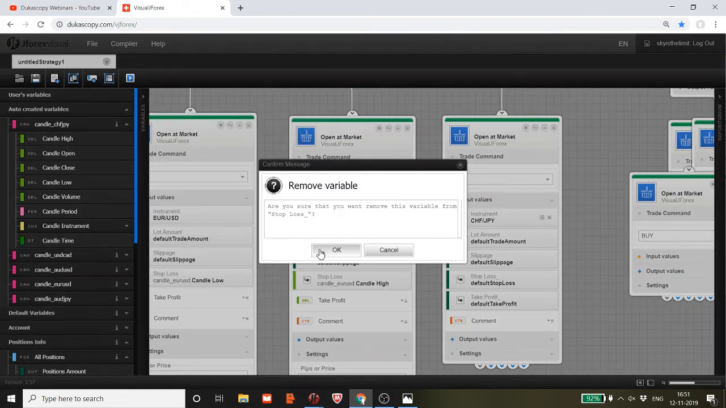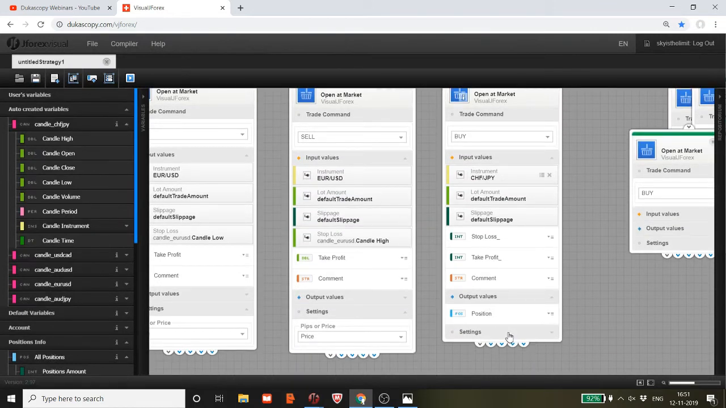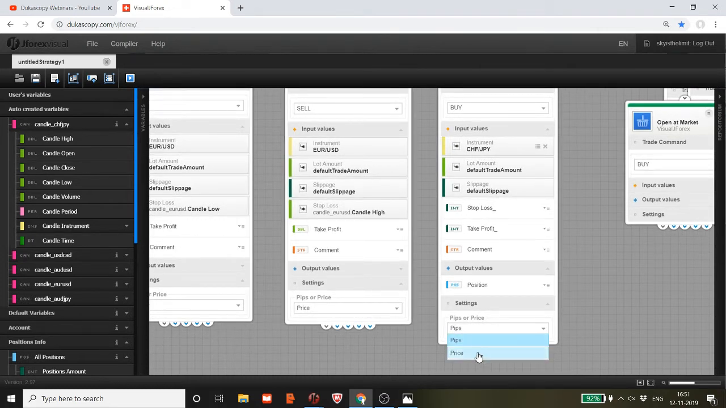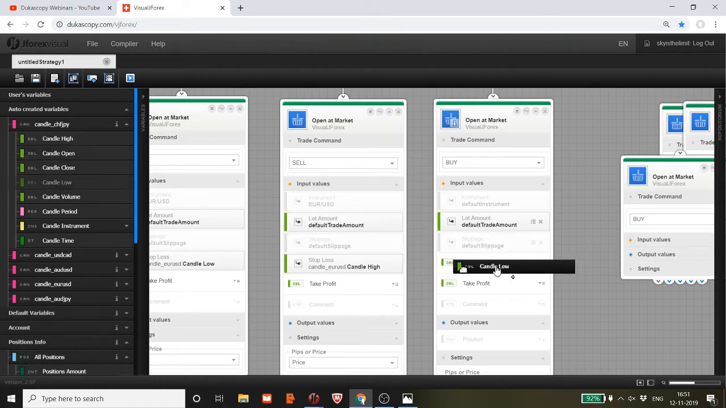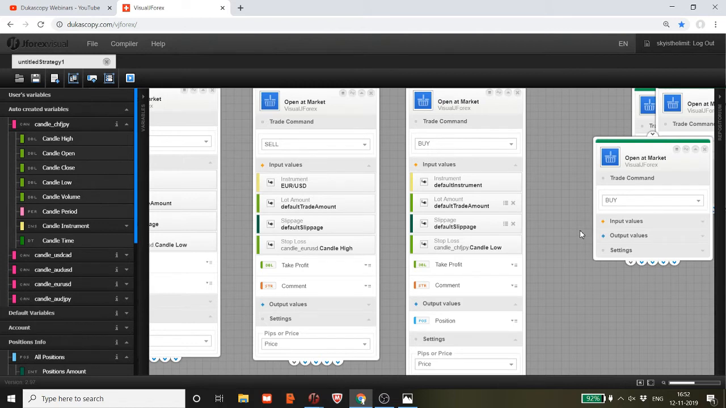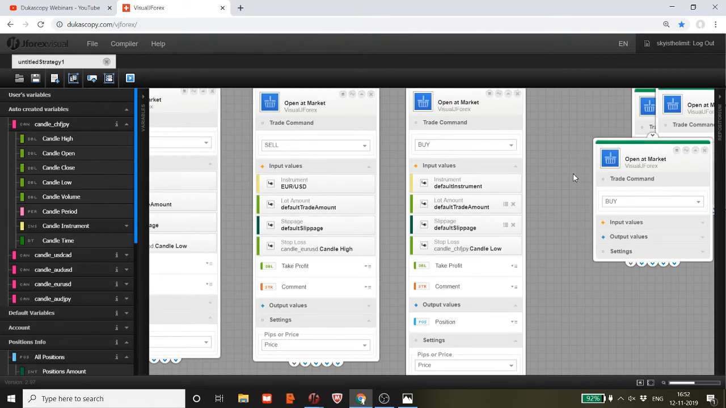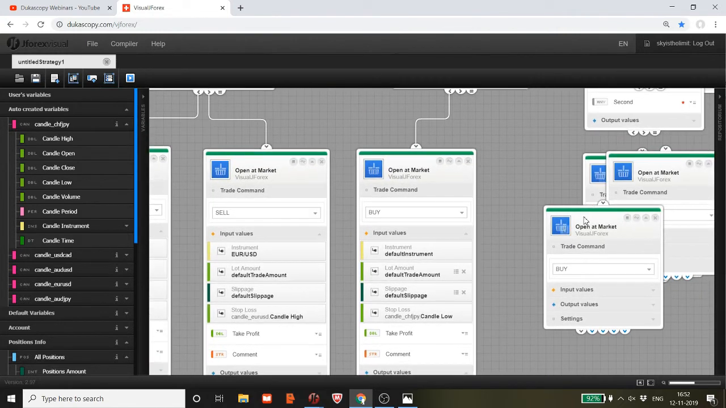Now remove the stop loss, remove the take profit, and in the setting change it to price. So this is the buy command. As candle open is less than candle close, so stop loss will be candle low. Means yesterday's low will act as your stop loss. I am not going to put the take profit, as you can continue if instrument starts trending. You can continue the position till its next resistance.